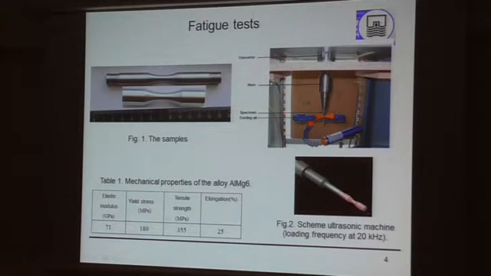This slide shows the samples and scheme of the ultrasonic fatigue testing machine, and we can see mechanical properties of aluminum magnesium alloy MG6. This machine provides 10 to the power 9 up to 10 to the power 10 loading cycles with amplitude from 1 to several dozen microns, and frequency of 20 kHz, which reduces the testing time in comparison to the classical testing machine.